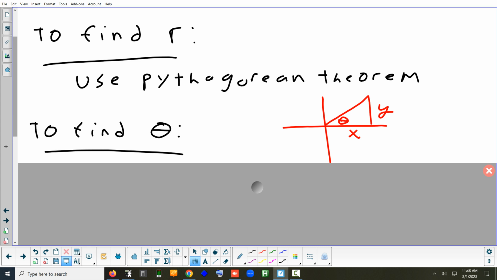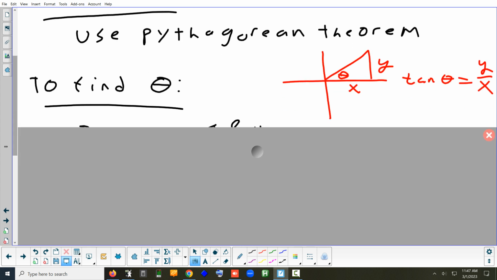X and Y are in what two positions relative to theta? X and Y, they're opposite. And if you set up a trig function involving those two, what would you put? Tangent. And now if you wanted to solve for theta, which trig function would you use to get rid of tangent?